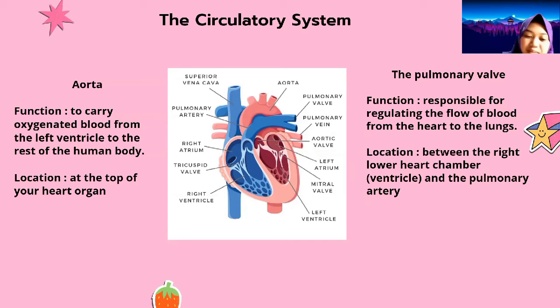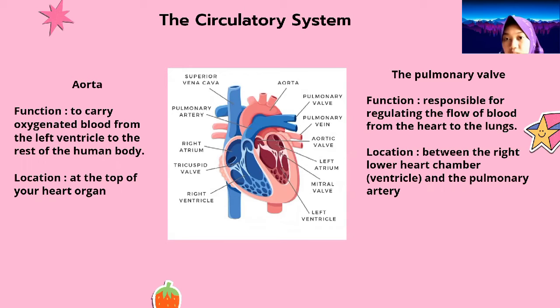Thank you, Huri. So the aorta is the main and largest artery in the human body, originating from the left ventricle of the heart and extending down to the abdomen, where it is split into two smaller arteries. The aorta distributes oxygenated blood to all parts of the body through the systemic circulation. Function: to carry oxygenated blood from the left ventricle to the rest of the human body. Location: at the top of the heart.